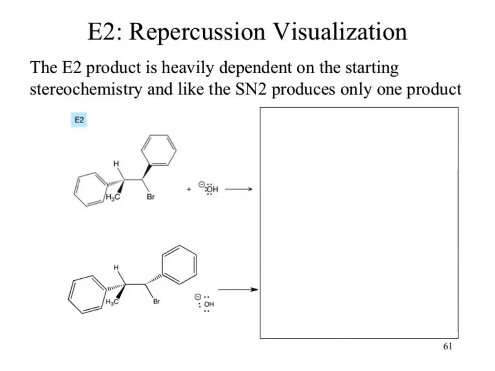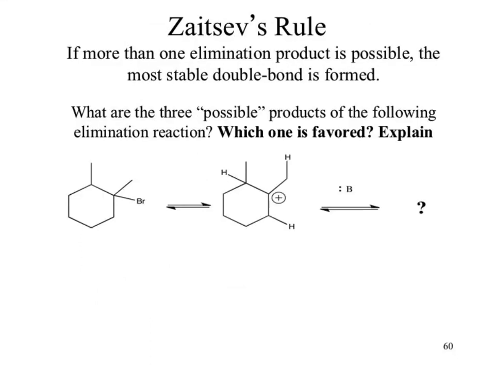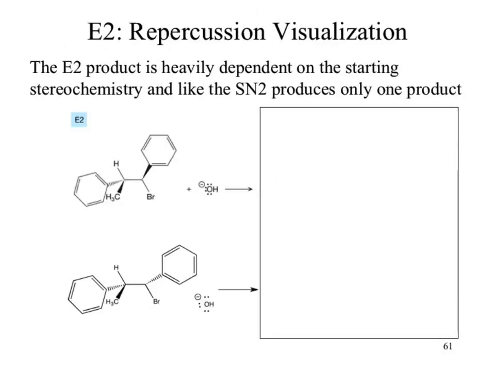Okay, so where we ended last week, we ended with Zaitsev's rule, I believe, which now gets us into the E2 repercussions, so visualizations behind this. In the E1, the end product we get tends to be just the trans, because that's the most stable. And since we form that carbocation, we can get free rotations, all that kind of fun stuff, to align us to the trans product primarily.